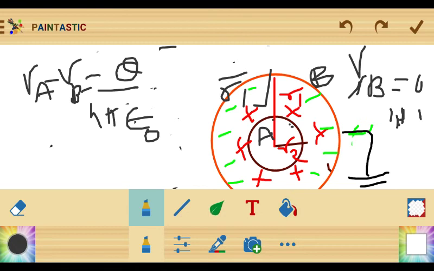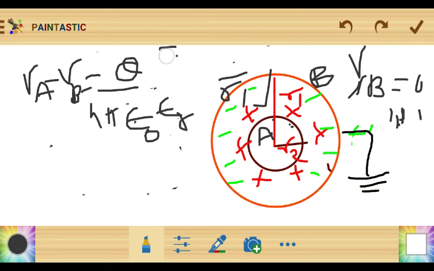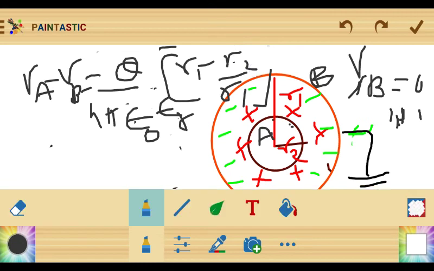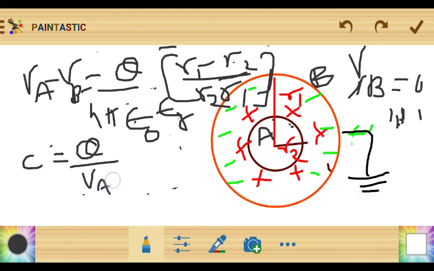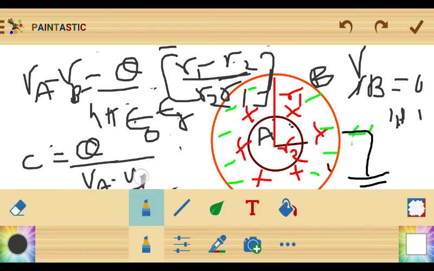epsilon 0 epsilon r, r1 minus r2 upon r2 r1. Okay, that is there, you can see. So after we have got Va minus Vb, the potential difference, we simply go for capacitance, which simply says Q upon what? Q upon Va minus Vb, the potential difference.